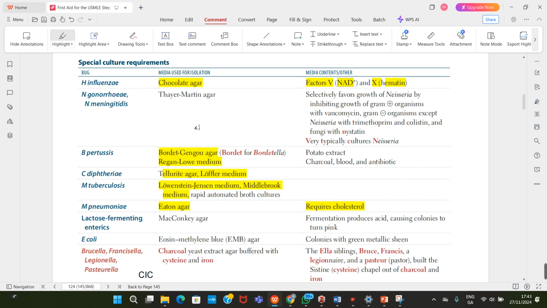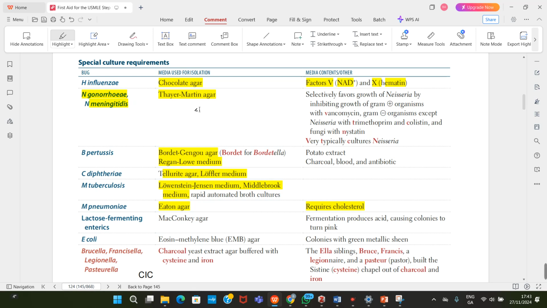Now, we have some modified medium too, like Thayer-Martin agar. So this is more like a modified, selective medium, because you are adding something else that's going to inhibit the growth of other organisms. So the Thayer-Martin agar is only used for the growth of Neisseria gonorrhoeae and Neisseria meningitidis. Thayer-Martin agar, Neisseria, that's what you culture in the Thayer-Martin.